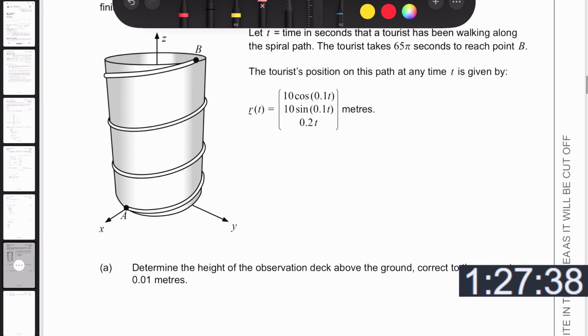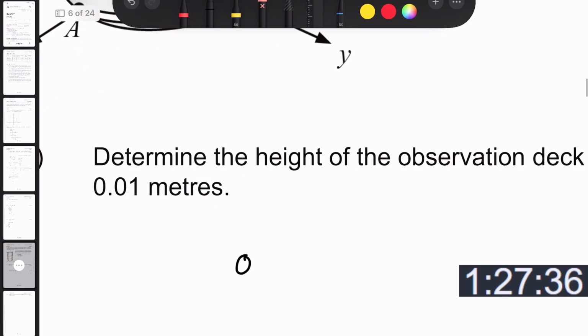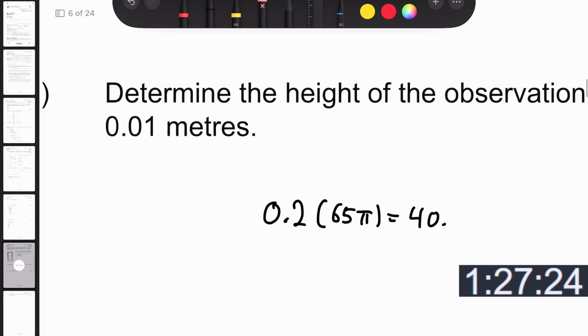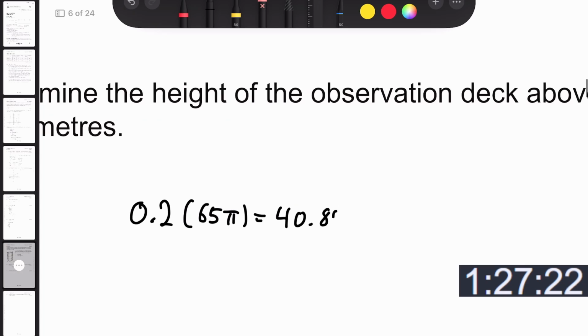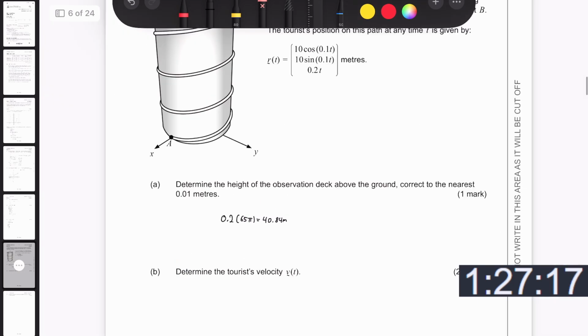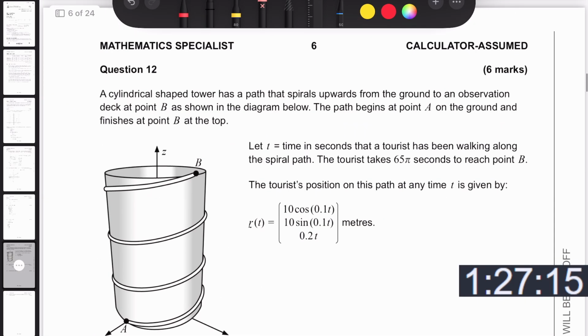It's y and z, so there's 0.2. 65 pi is equal to 40.84 meters. Determine the velocity v of t.